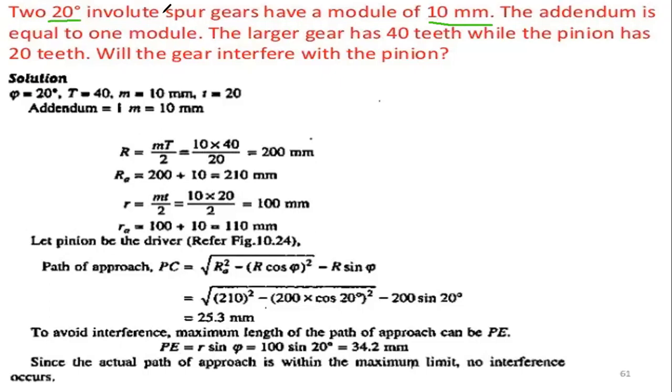The addendum is equal to one module, and the larger gear has 40 teeth, while the pinion has 20 teeth. So that is capital T is 40, small t is 20. When the gear interferes with the pinion. So that is the given question.